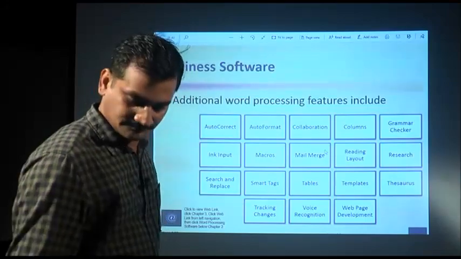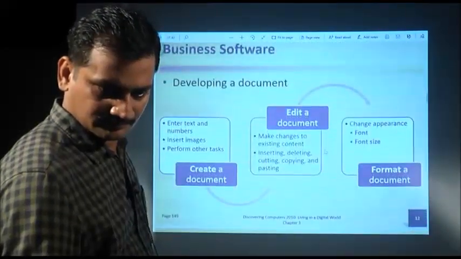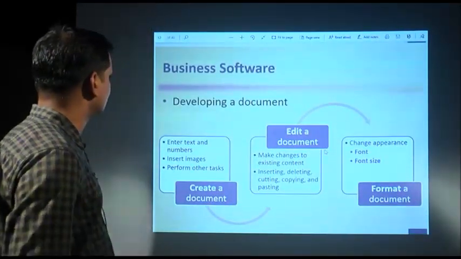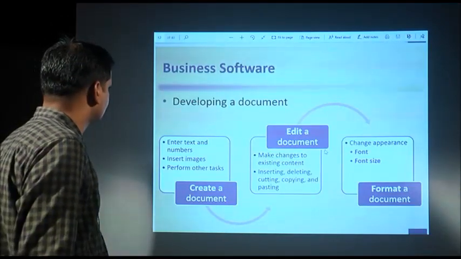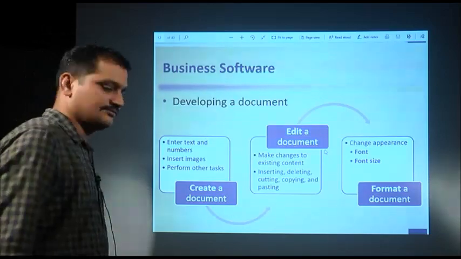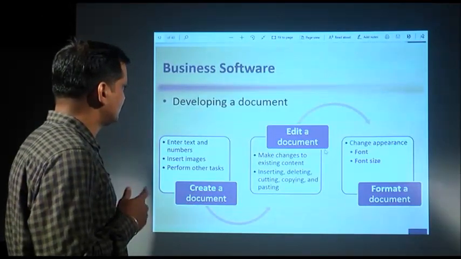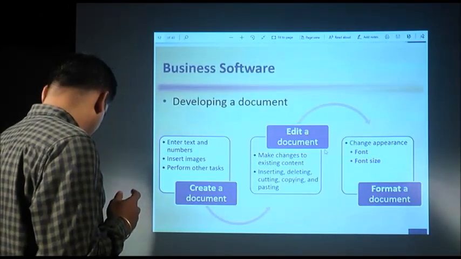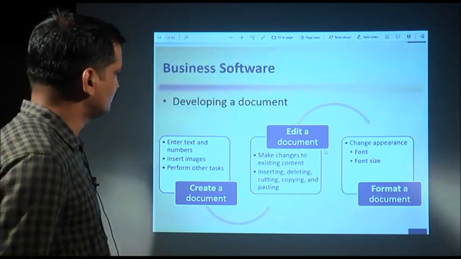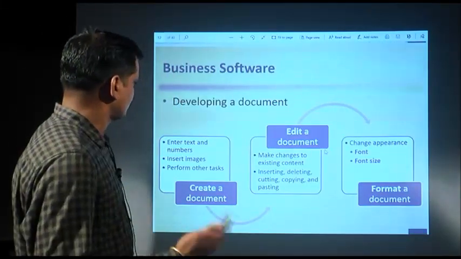Moving next, what basically we do in a word processing document, we can create a document, we can edit a document, and we can format a document. When you are going to create a document, we enter text, numbers, insert images, and perform other types of tasks, whatever is required in the document we insert it. Then if needed we may need to modify it, that is called edit a document, make changes to the existing document, insert something new, delete something that is not required.